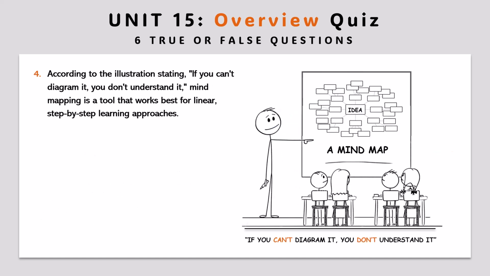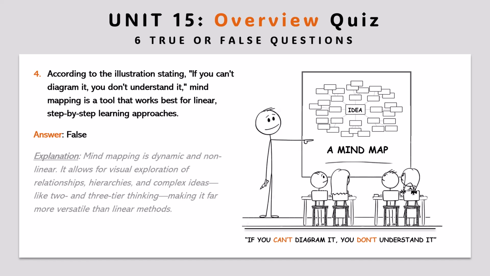Question number 4. According to the illustration stating, if you can't diagram it, you don't understand it, mind mapping is a tool that works best for linear, step-by-step learning approaches. Answer: false. Explanation: mind mapping is dynamic and nonlinear. It allows for visual exploration of relationships, hierarchies, and complex ideas like 2- and 3-tier thinking, making it far more versatile than linear methods.